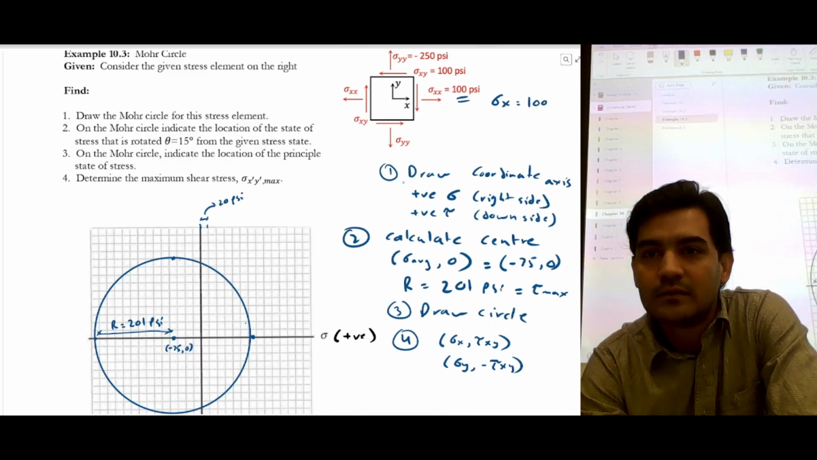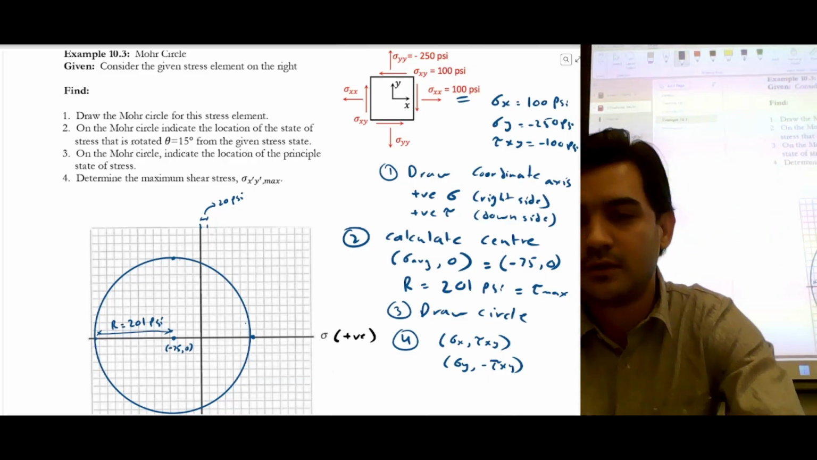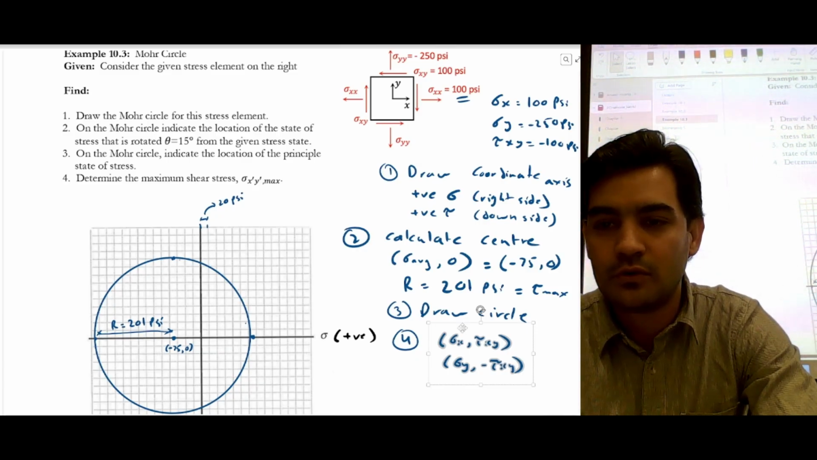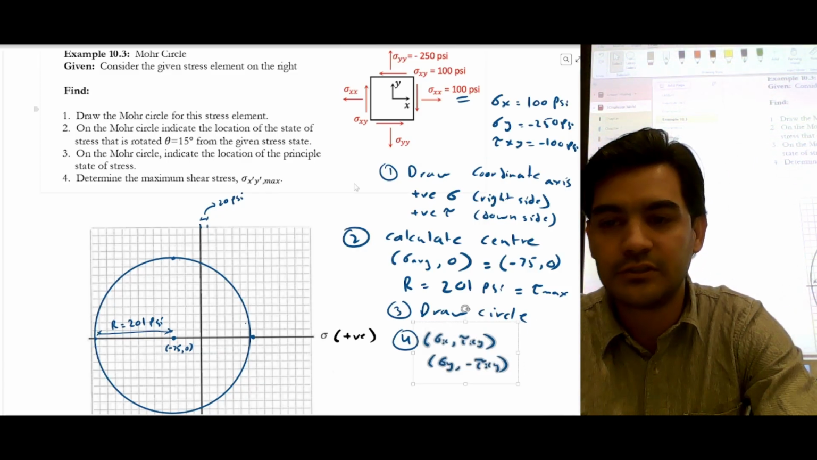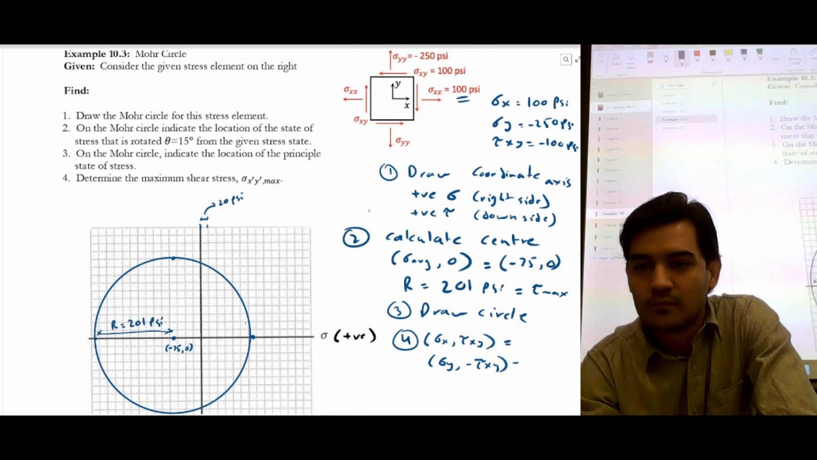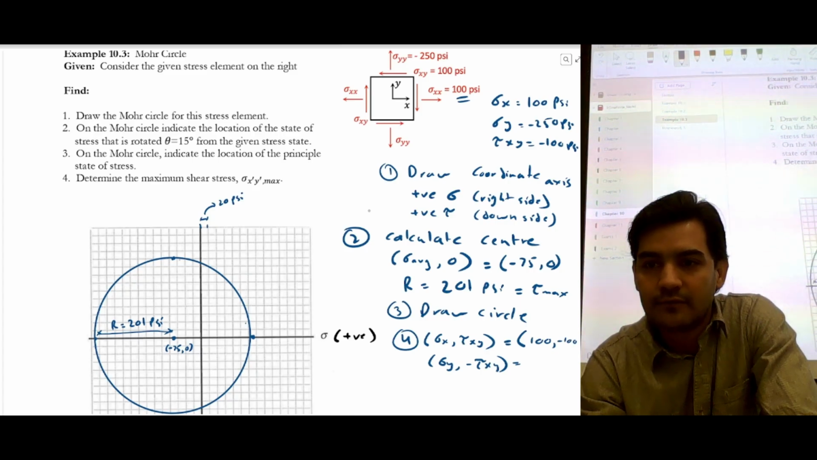So in our case, stress x is 100 psi, right? Stress y is negative 250 psi. And tau xy is also negative 100 psi. So we can convert them into points to be plotted on a circle. So our stress x is 100 and our tau xy is negative 100.